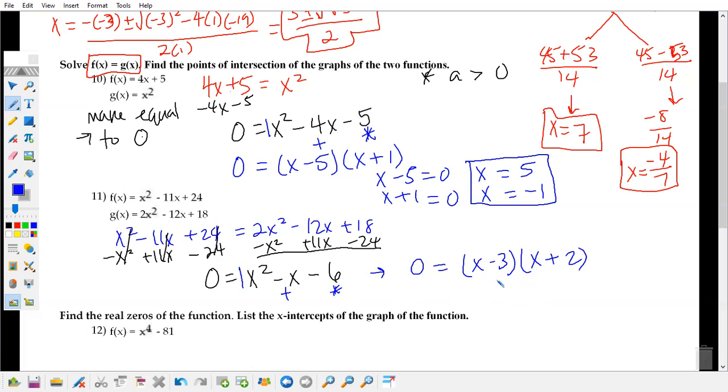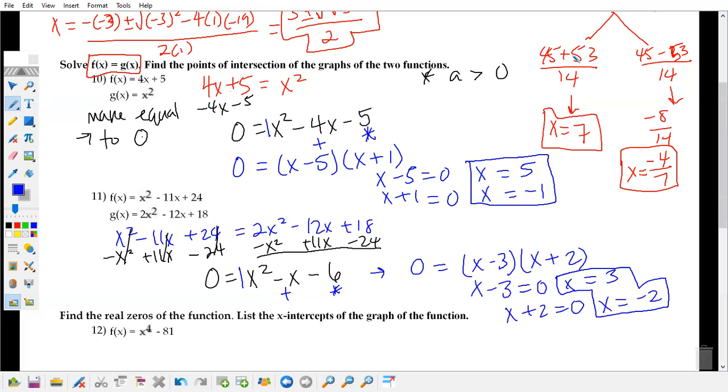Again, I take my factors and set each one equal to 0. So x minus 3 equals 0 means that x equals 3. x plus 2 equals 0 means that x equals negative 2. Okay. How do you feel about finding the intersection of a linear and a quadratic and two quadratics? Seems doable.